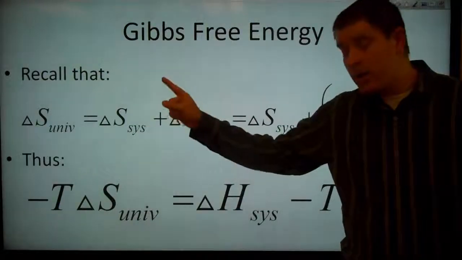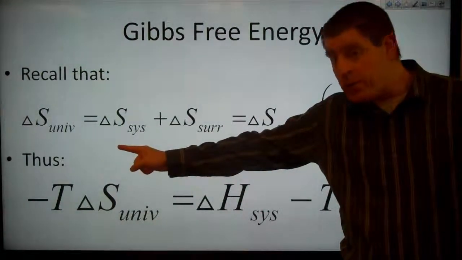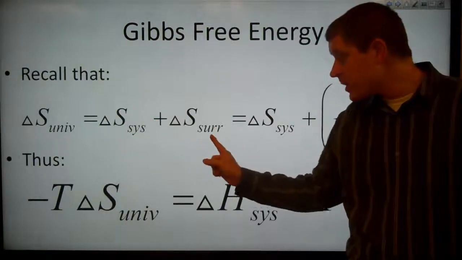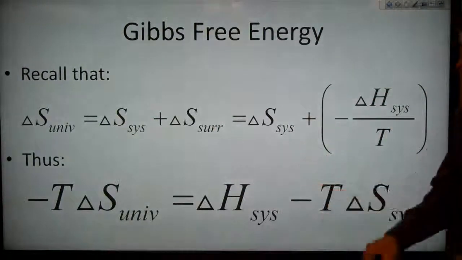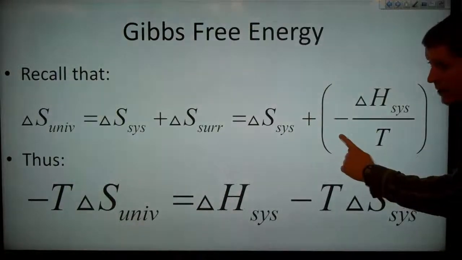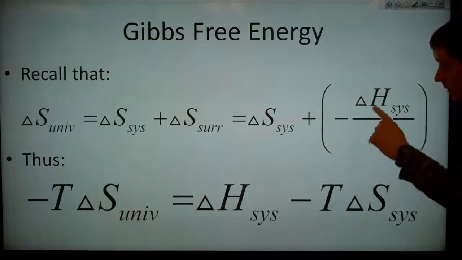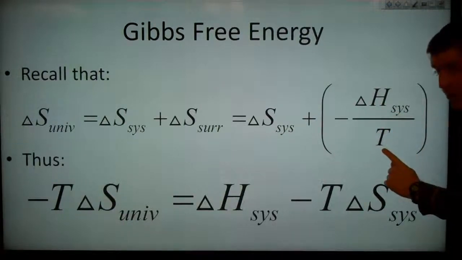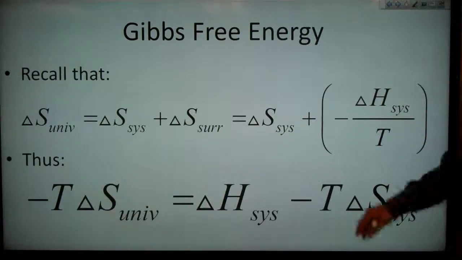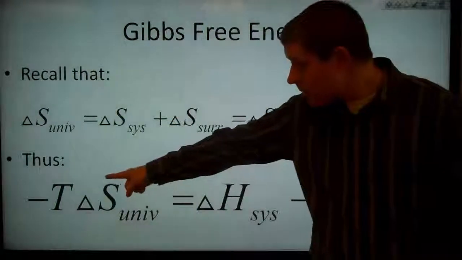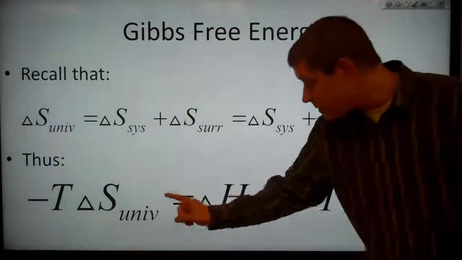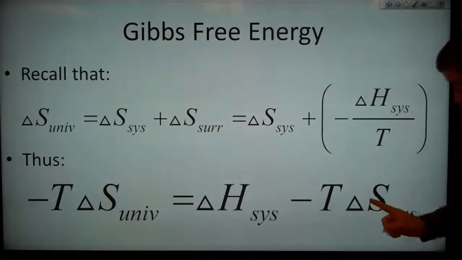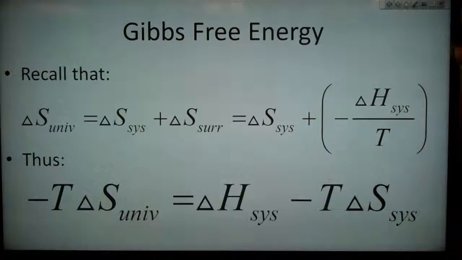And now remember that the entropy change for the universe, delta S, is equal to the entropy change of our system plus the entropy change of our surroundings. And the entropy change of the surroundings is equal to minus delta H for the system divided by temperature. Which means that now we can say that minus T delta S for the universe is equal to delta H of our system minus T delta S of our system.